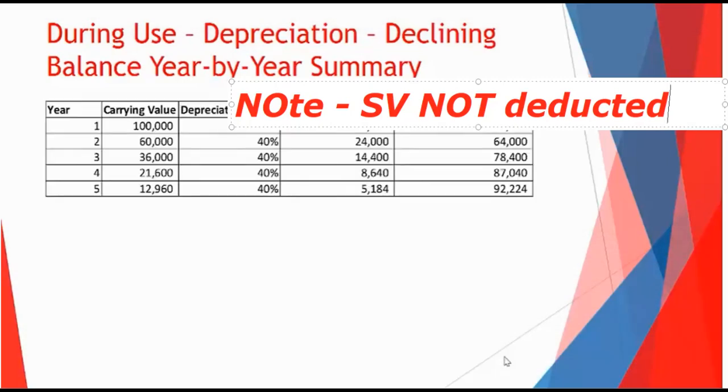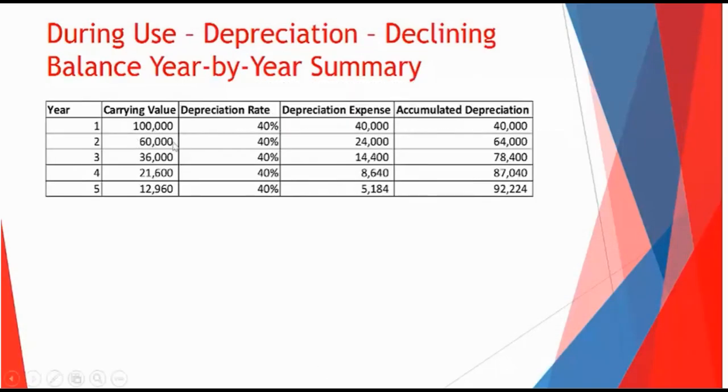So we go to our next summary schedule here in year 2. Our carrying value is 60 grand. 40% depreciation is 24,000. Accumulated depreciation is 64 grand. Year 3, our carrying value is 36 grand, 100,000 cost minus the 64,000 of accumulated depreciation. We multiply that by 40% to get our depreciation, and our new accumulated depreciation is 78,400.